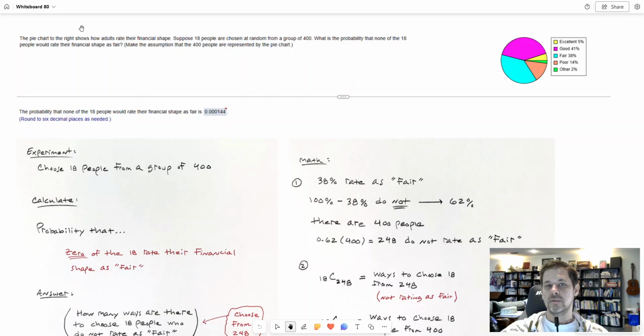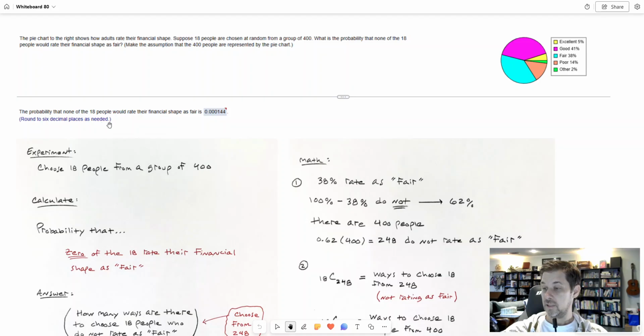Most problems with probability deal with some kind of experiment that involves some randomness. In this case, we're going to choose 18 people from a group of 400, and we're going to ask them a question. You can see there's lots of things that we can ask them. We could see how they rate their financial shape. There's excellent, some rate as good, some rate as fair, some rate as poor, and so on. So you might say that we're going to choose 18 people from 400 and maybe ask them how they rate their financial shape.